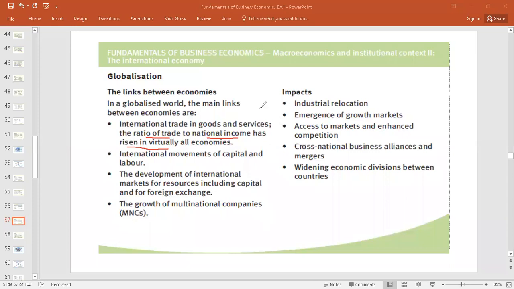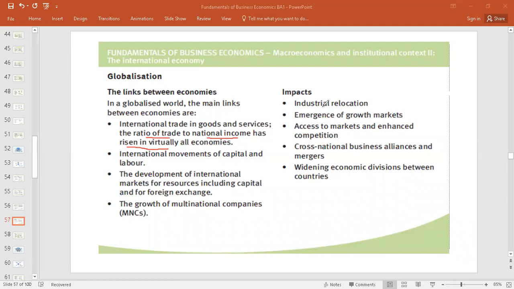So the impacts are industrial relocation. Why would they relocate? Where the factors of production are available, the industries are relocated there. Otherwise, every resource has to be brought to the place where the activity is carried on. Rather than moving so many factors of production, such as labor, capital and other resources, the industry itself will be relocated. That's one impact.